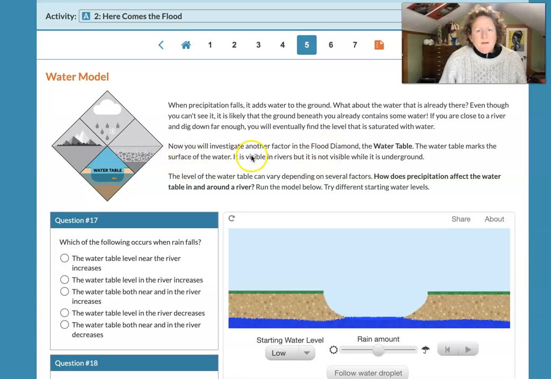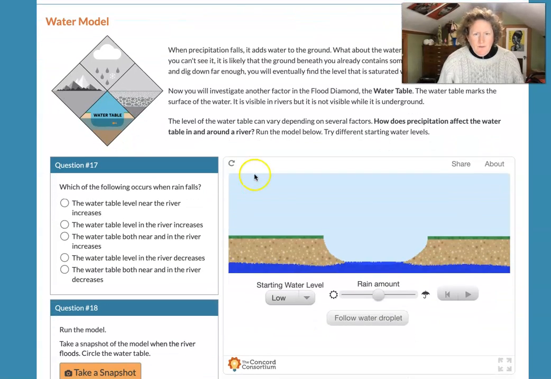Now you will investigate another factor in the flood diamond, that's water table. The water table marks the surface of the water. It's visible in rivers, but not visible when it's underground. The level of the water table can vary depending on several factors. How does precipitation affect the water table in and around the river? Run the model below and try different starting water levels.